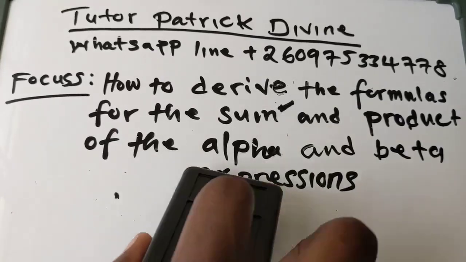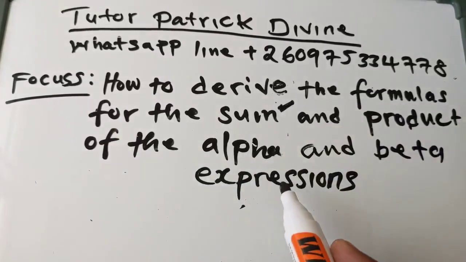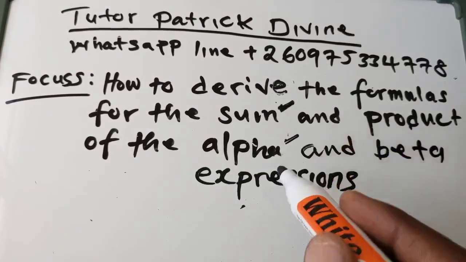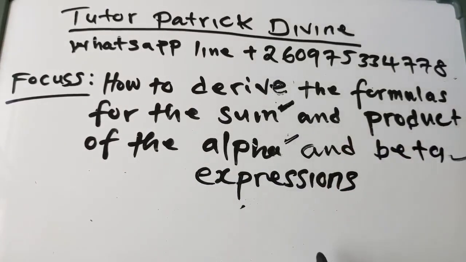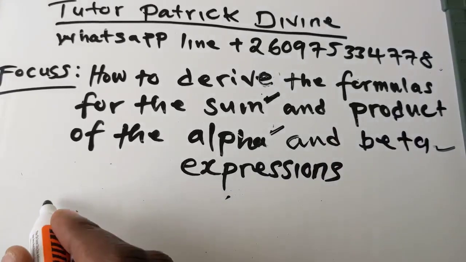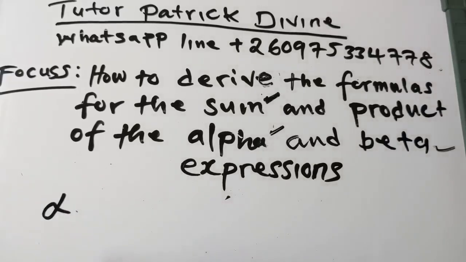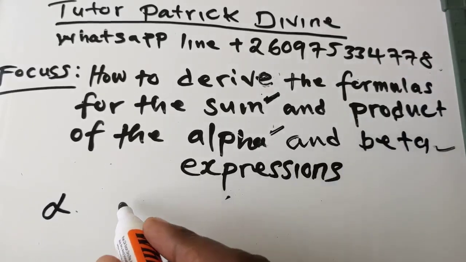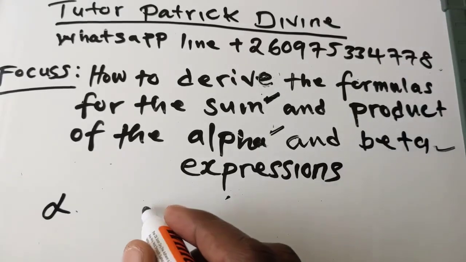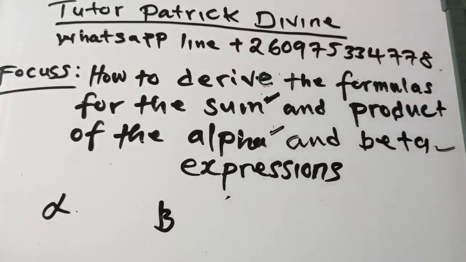What is the formula for the sum? You need to know first the symbol for alpha and the symbol for beta. The symbol for alpha is denoted by this symbol. Then the symbol for beta is this one. That's a B, with something like this.